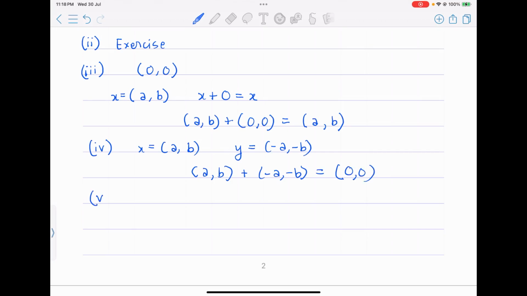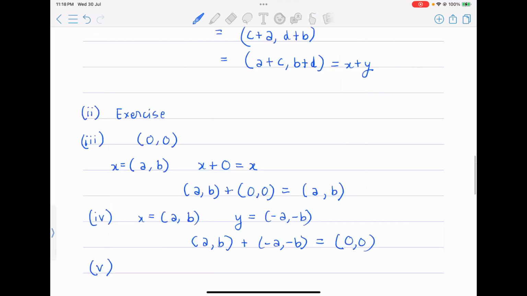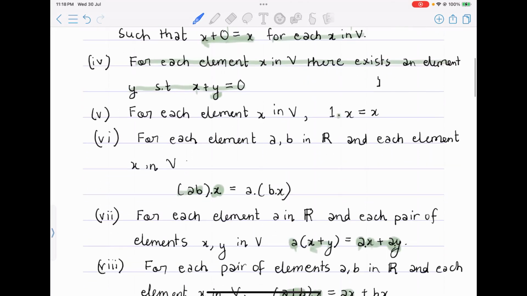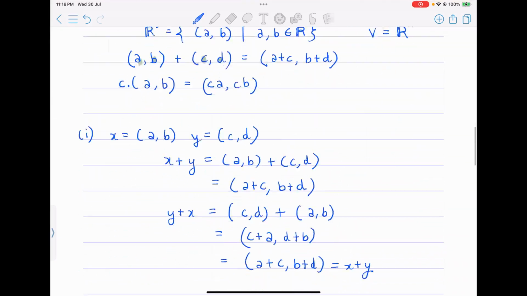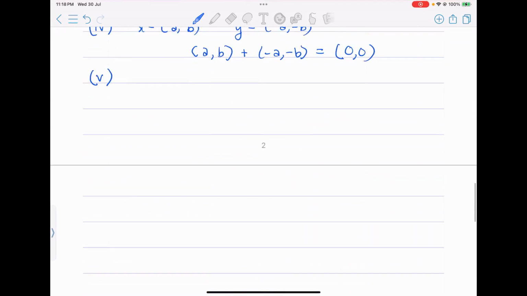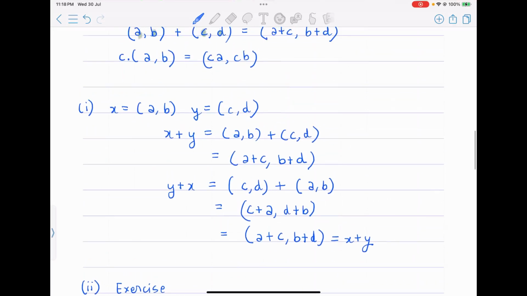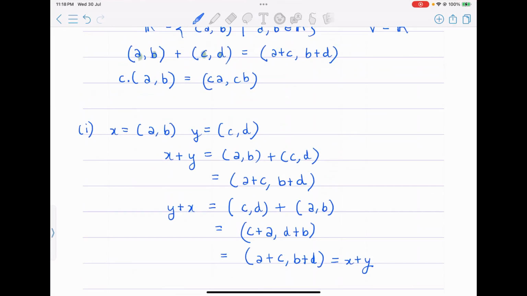Okay, now the fifth one, what is the fifth one? This is identity: 1 into x is equal to x. So this one also you check. What have we defined as our dot product? This thing.